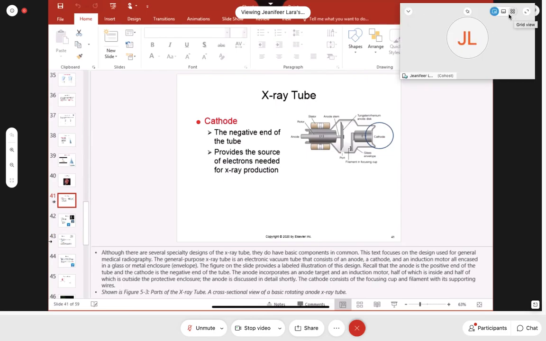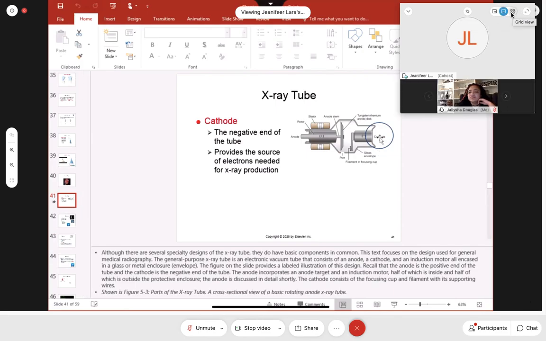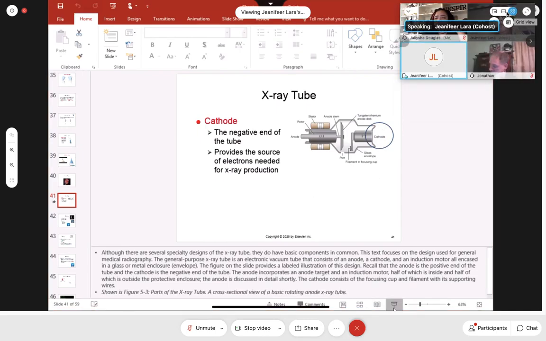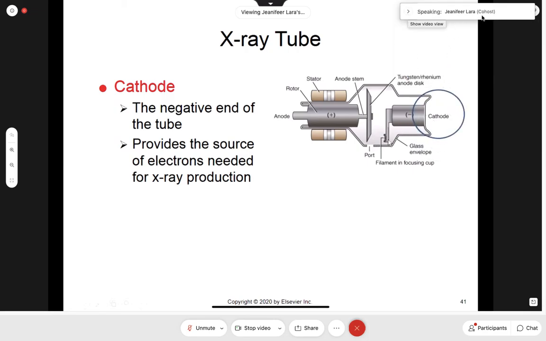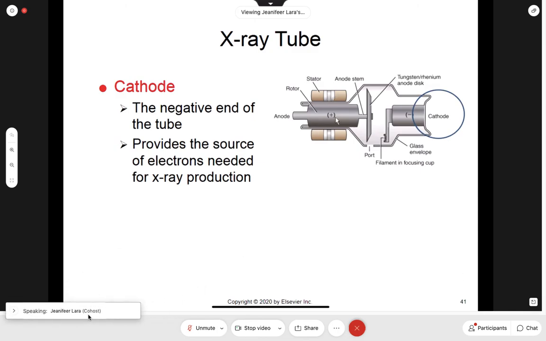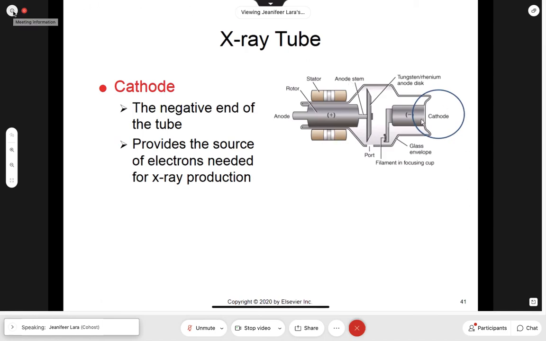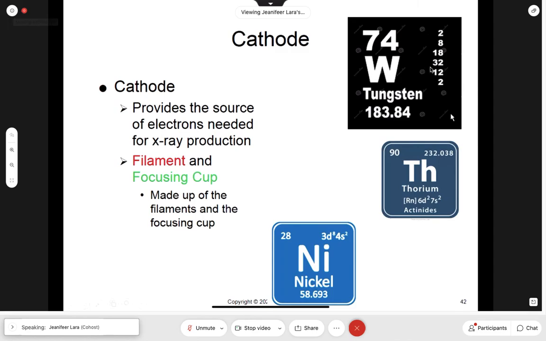Perfect. Okay, so when we think about the cathode, we're just basically venturing off to the other side. We know that we're going to talk about these components. We know where the stator is. We know where the rotor is. We know what the anode disc is, the anode stem. The anode stem is made up of what? Anyone? What is the anode stem made of? Molybdenum, thank you. And there is a purpose for that.